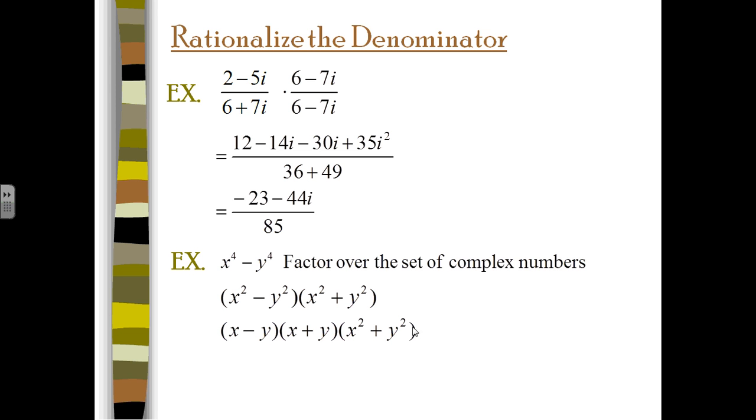But now, because we get to use the complex numbers, this being the sum of squares, we can actually take it one step further and write these as a pair of complex conjugates.